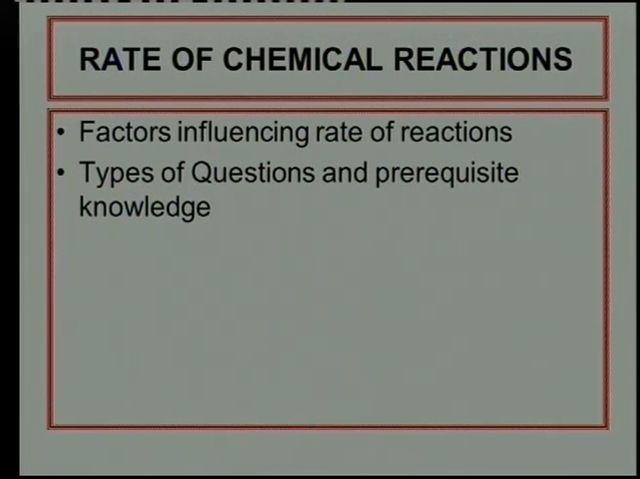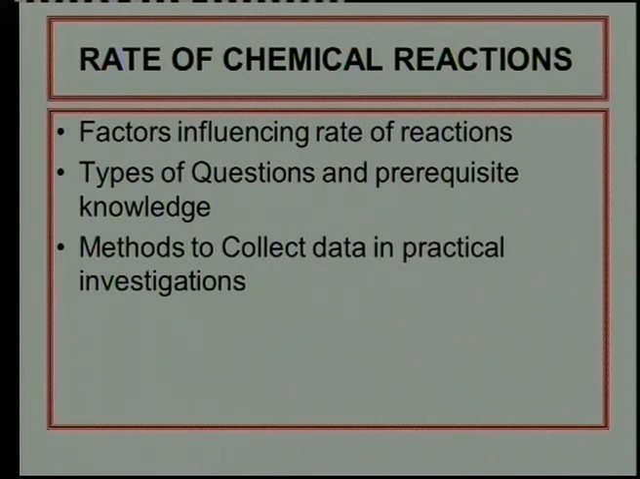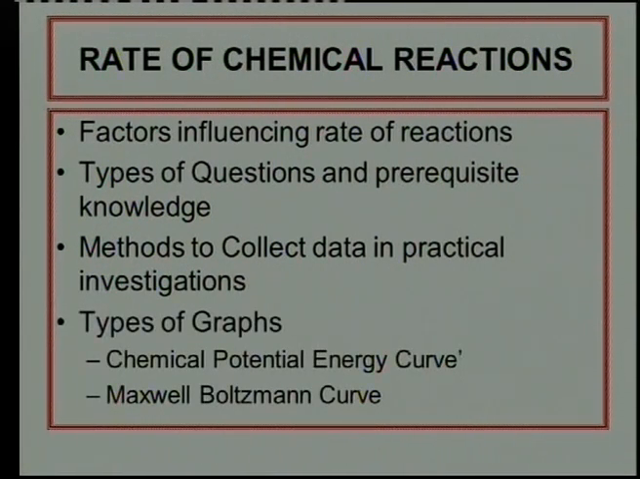And we're also going to look at knowledge that you need to be acquainted with before you can effectively answer these questions. We're also going to look at methods to collect data in practical investigations, because many of the questions that we do get have practical investigations. We're also going to look at the two types of graphs that are important when we deal with rates of chemical reactions. The first one that you've done mostly in grade 11 is the chemical potential energy curve, and then the second one is the Maxwell-Boltzmann curve.